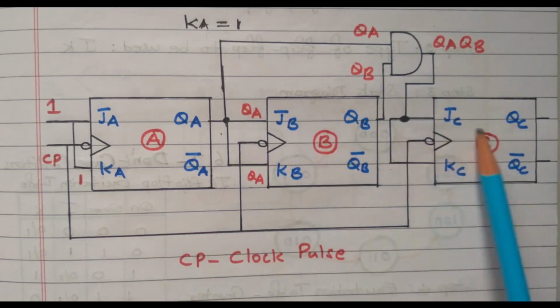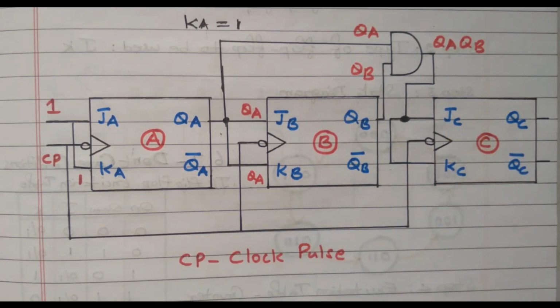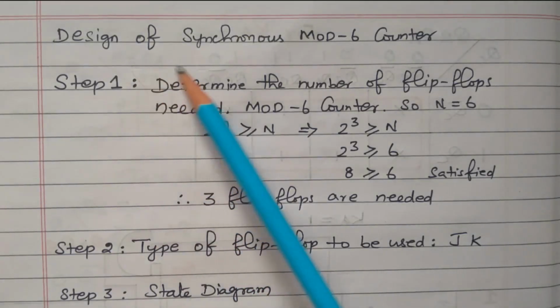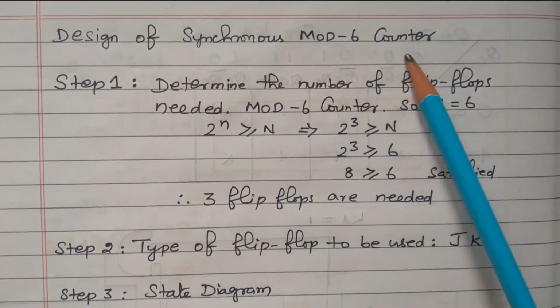Now we have designed the 3-bit up counter, which will generate the count from 000 to 111 in order. So in this video we discussed the design of the synchronous 3-bit up counter.